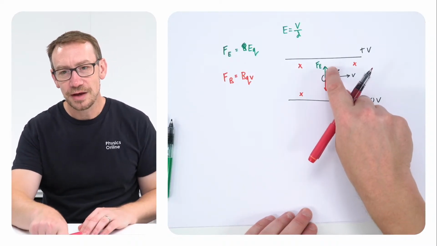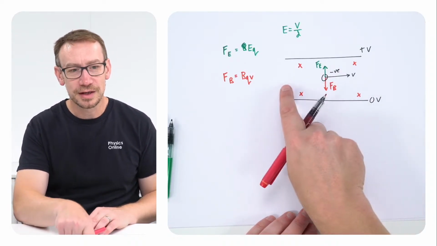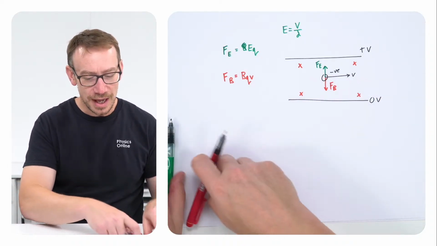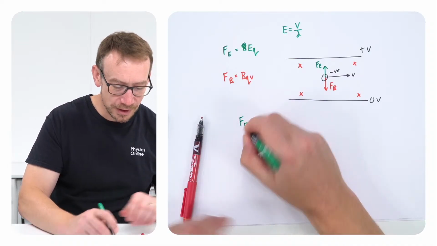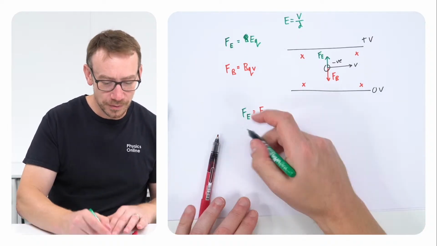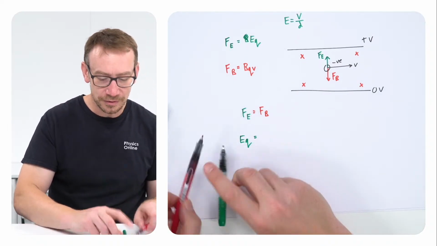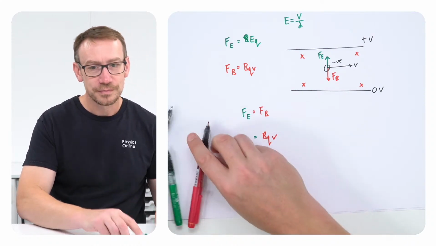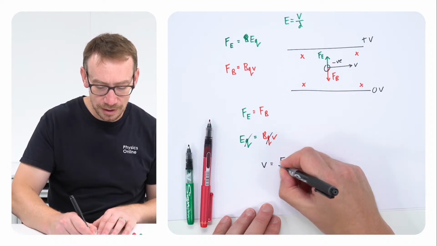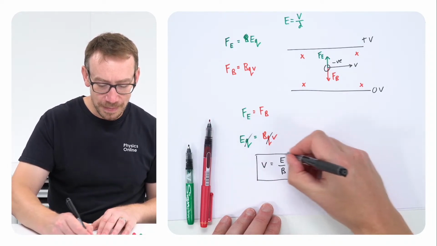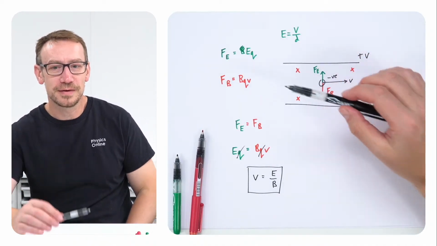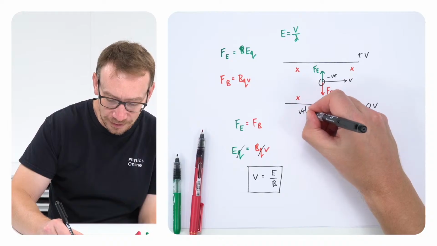Now, if something has equal forces on it, up and down, it's going to keep going on in a straight line, and therefore the velocity is going to remain the same. That's when the force due to the electric field is equal to the force due to the magnetic field. Therefore EQ is equal to BQV. The Q's cancel, and we can rearrange this to say V is equal to E over B. This incorporates your knowledge of electric fields and magnetic fields, and this is called a velocity selector.